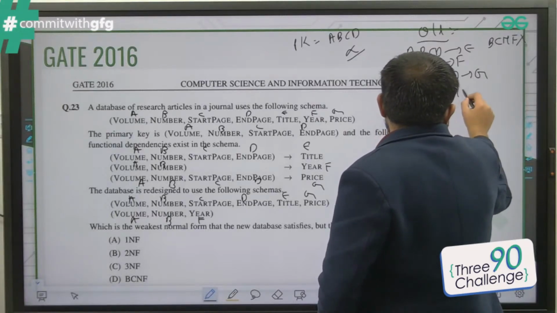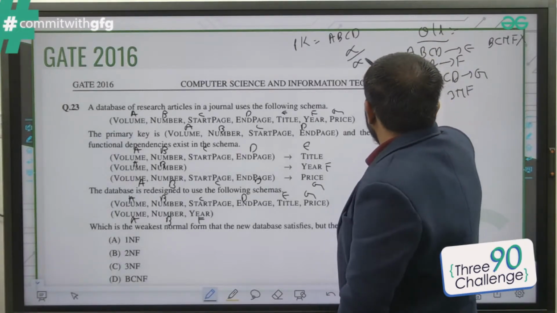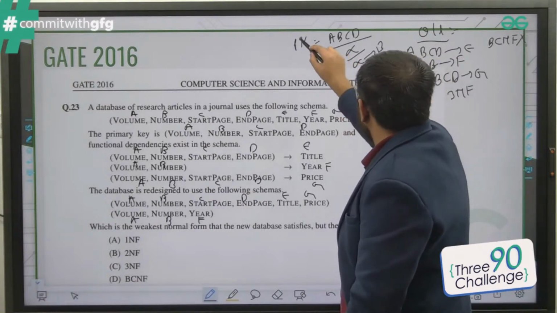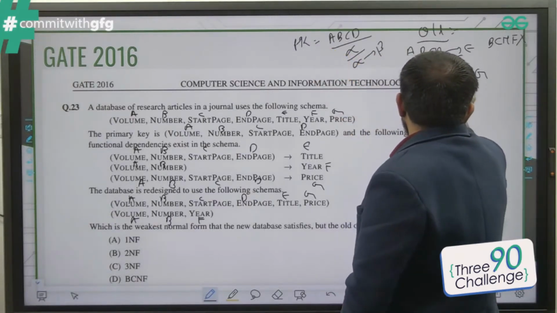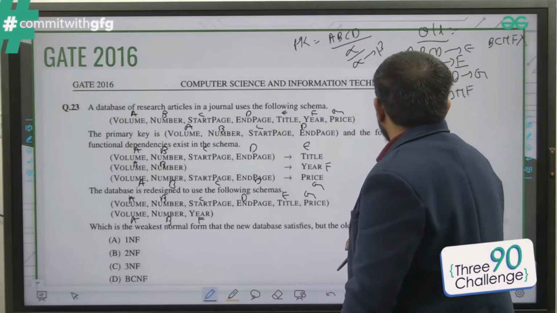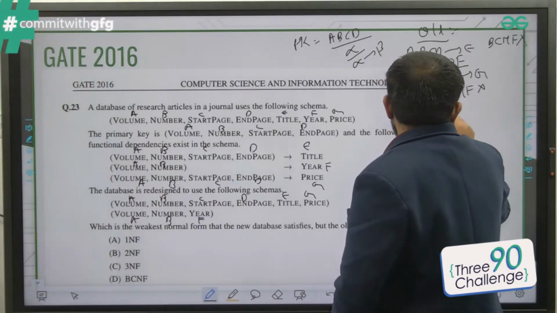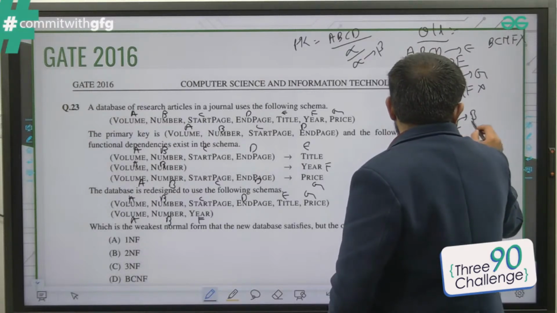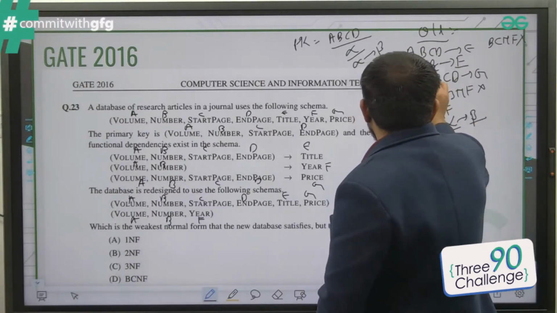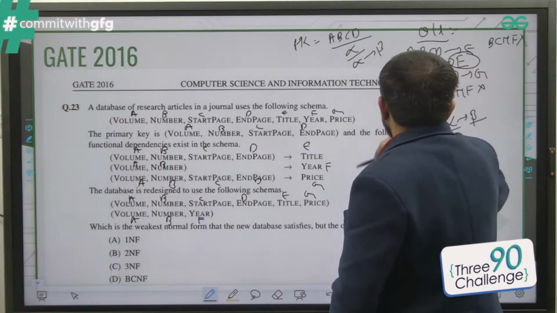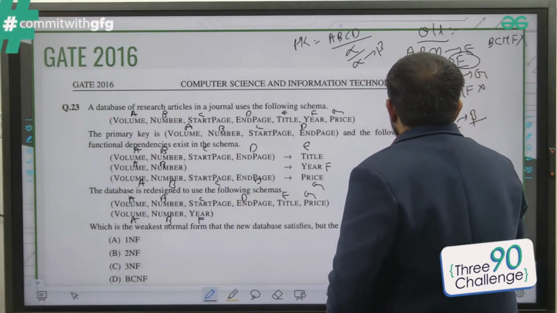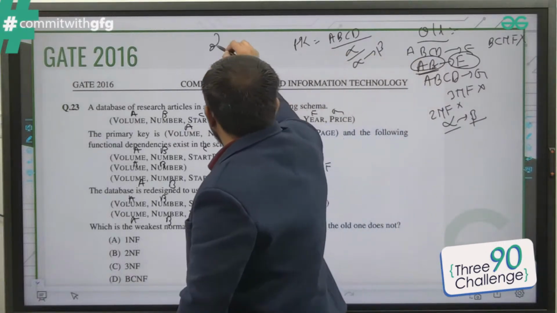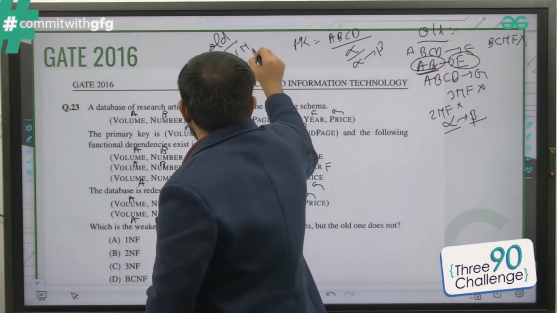Then 3NF. Either alpha must be a super key or beta must be a prime attribute. What are the prime attributes? A, B, C, D. So alpha is not a super key, neither is beta a prime attribute. So this is also not in 3NF. For 2NF, there must not be a partial dependency, meaning alpha is a part of the key and beta is a non-prime attribute. This is a part of the key and this is a non-prime attribute. So this is a partial dependency. So it is not in 2NF either. So the old schema is in 1NF.